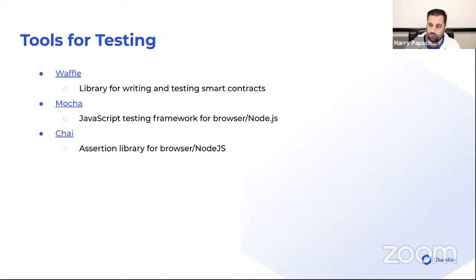Just a quick note on some of the tools for testing. I think we're going to use a couple of them today. Waffle is a really good library for writing and testing smart contracts, and Mocha and Chai, some of you might know them. They're very popular testing framework and assertion libraries for Node.js.